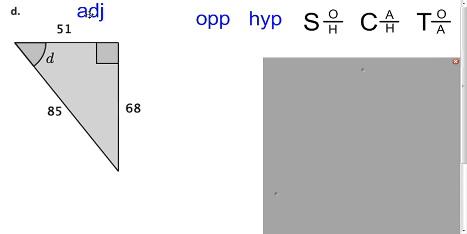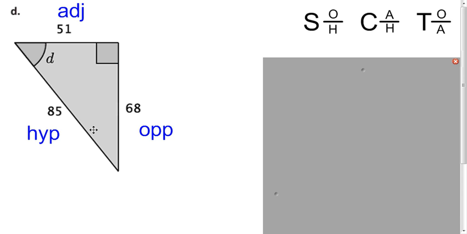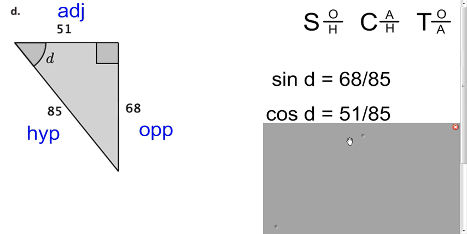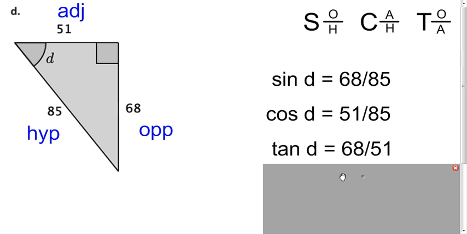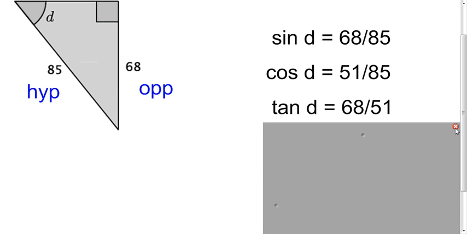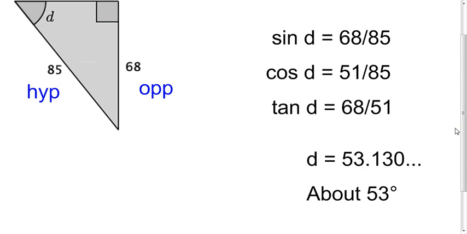So what we have here is a lot of information, and there's actually 3 different ways we could solve this. Because we have all 3 sides, we could use any of the 3 trigonometric ratios. So if you did it with sine, you would have written this equation. Cosine, you use this one. And tangent, you'd use this equation. And no matter which one you use, after you apply the correct inverse trigonometric function, you end up with about 53 degrees.